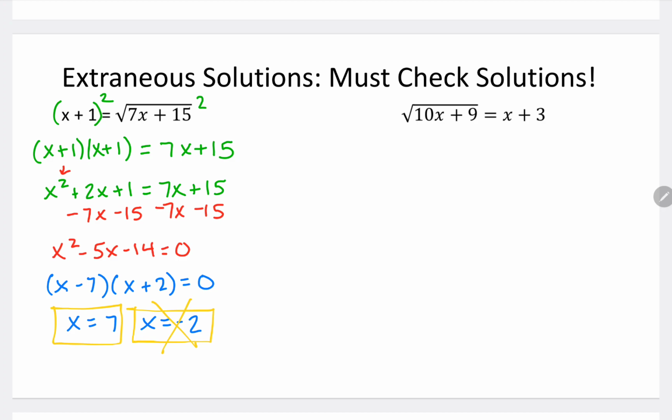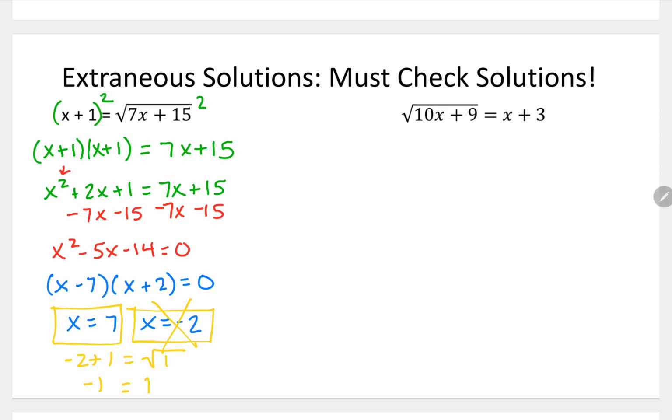Only 7 works when we plug it back in. If you plug in negative 2, on the left side of the equal sign, you get negative 2 plus 1, which is negative 1. And on the right side of the equal sign, you would get the square root of -14 plus 15, or the square root of 1, which is 1. And -1 does not equal 1. That's why -2 does not work as a solution.